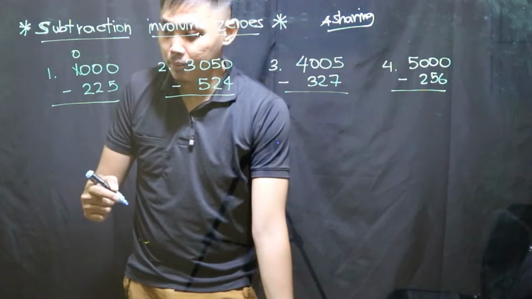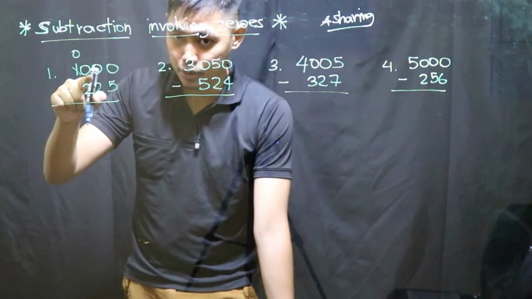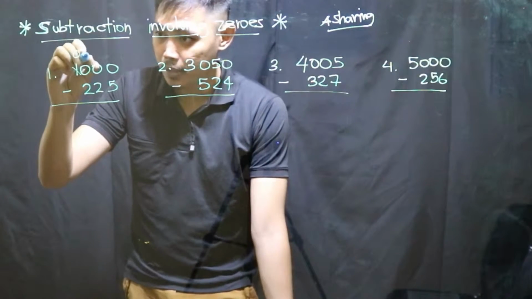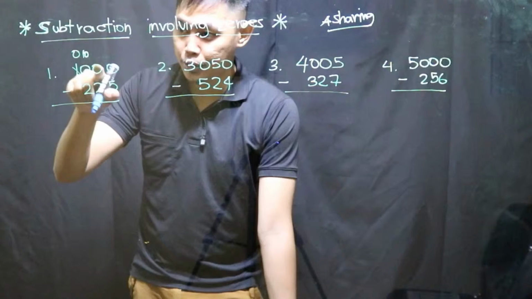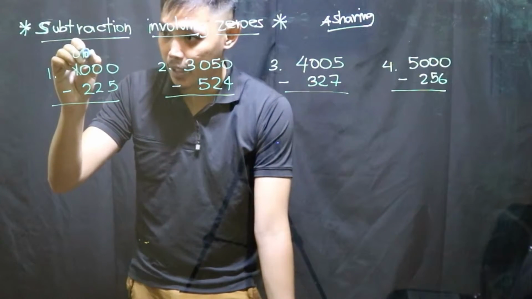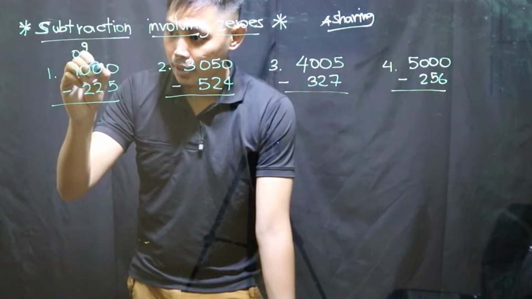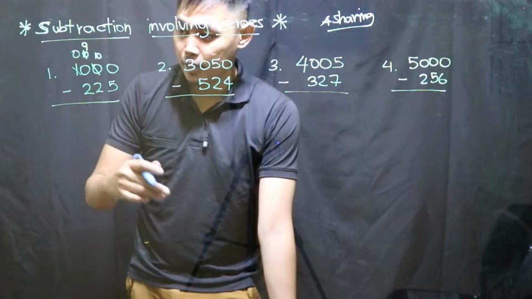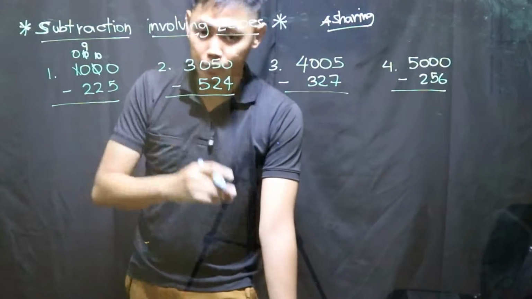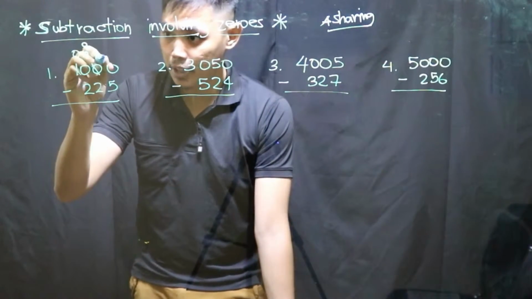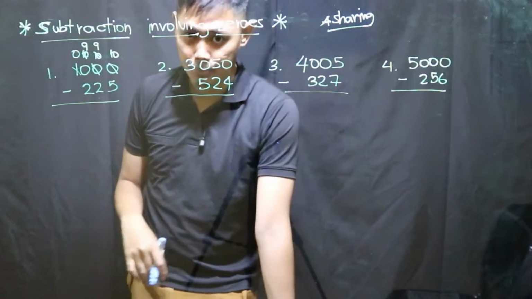So 1 shared something to this 0. So this 0 will become 10. But this 10 still needs to give 1 to the next number. So this 10 will become 9, and then this 0 will become 10 because it's sharing. But this 0 also needs to give 1 to the next number. So this 10 will become 9, and this 0 will become 10. So that's how you will distribute numbers.